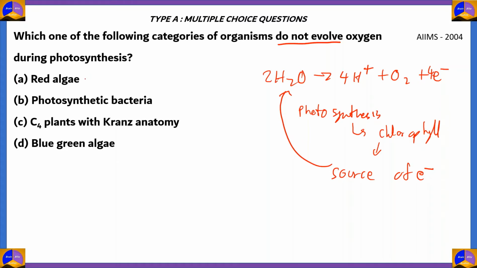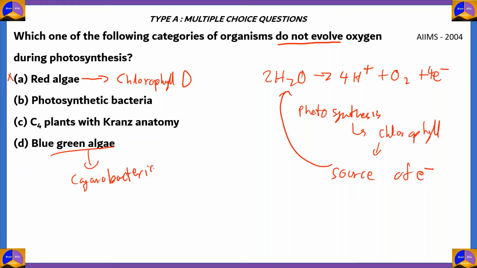Option A, red algae. This is named due to the color of the algae, which is red. That is due to other pigments, but red algae also has a type of chlorophyll known as chlorophyll D. So therefore, it is bound to form oxygen because chlorophyll has its source of electrons as water. So option A is incorrect because they do evolve oxygen. What about option D, blue-green algae, also known as cyanobacteria?